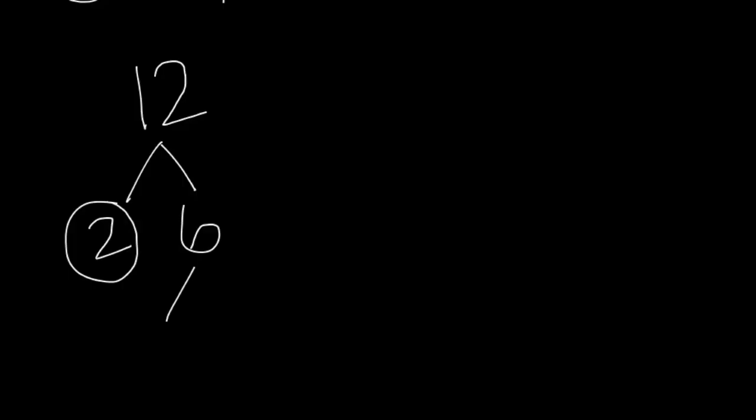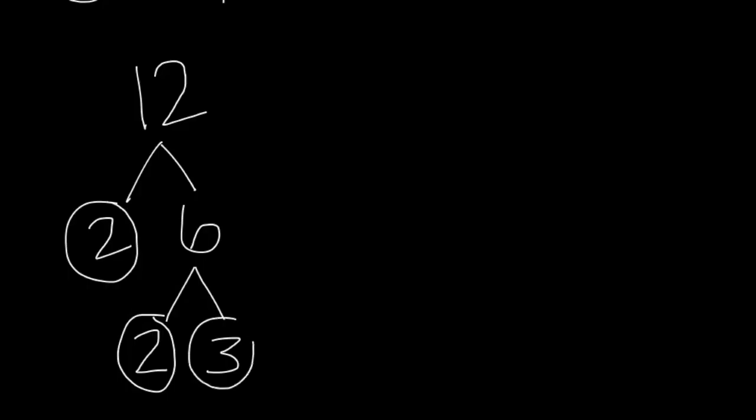But we can break down 6 even further, and we can break down 6 into 2 times 3, and we know 2 is a prime number, so we can circle that, and 3 is a prime number as well, because the only factors of 3 are 1 and itself, 3, so we will circle the 3 as well. Now we can bring down our broken down numbers to the bottom, so we know 2 times 2 times 3 equals our product of 12.